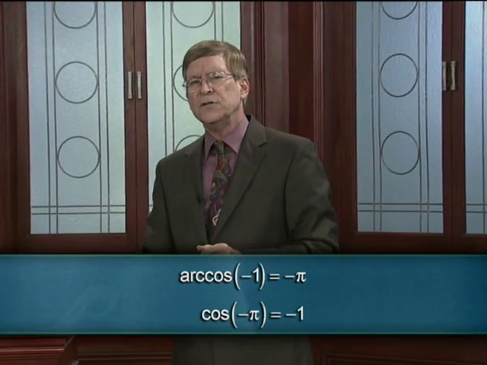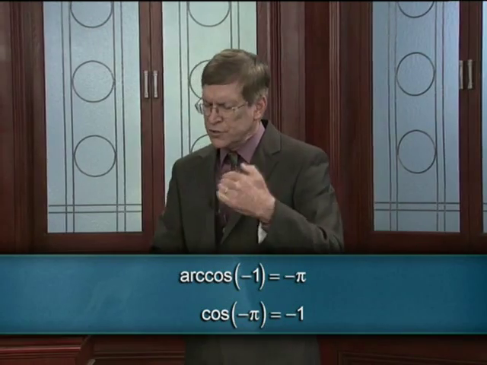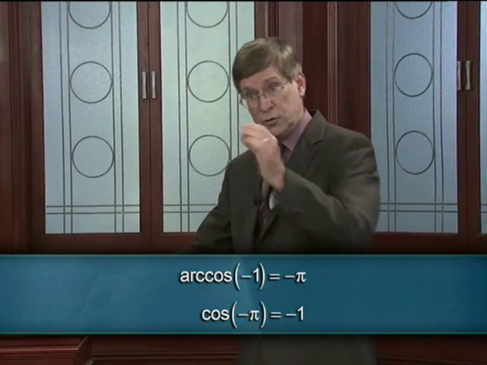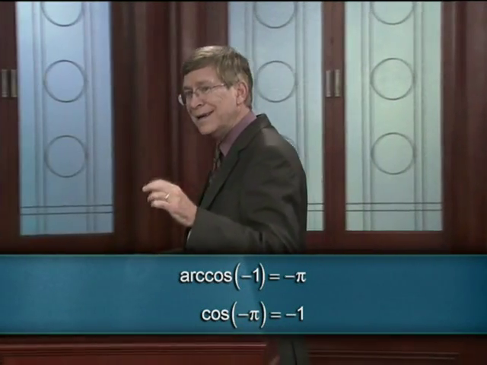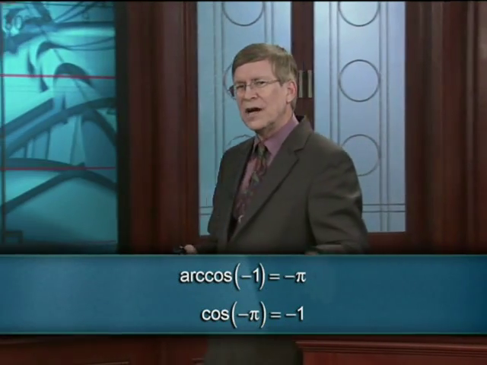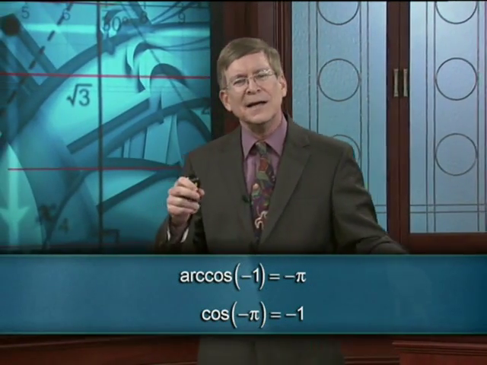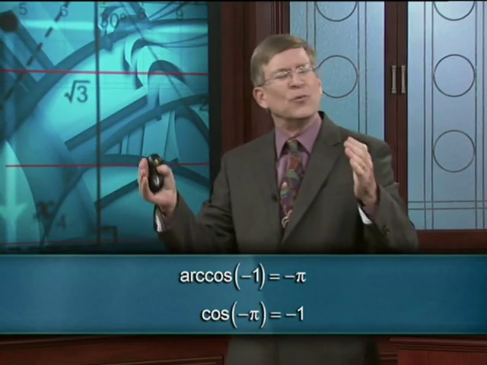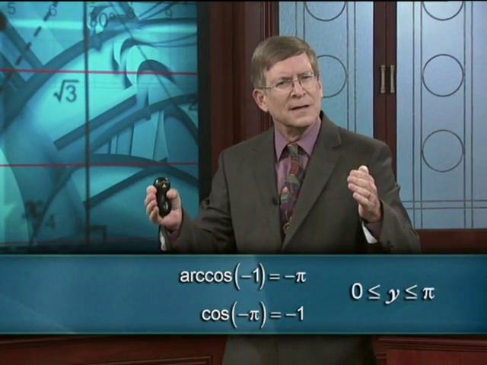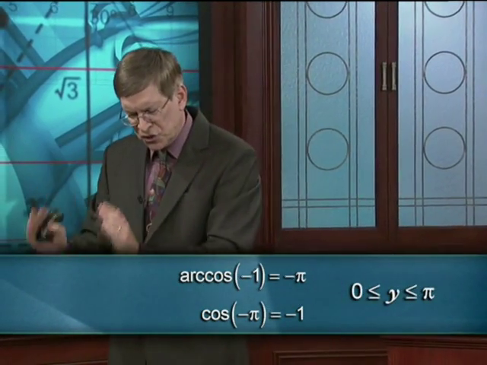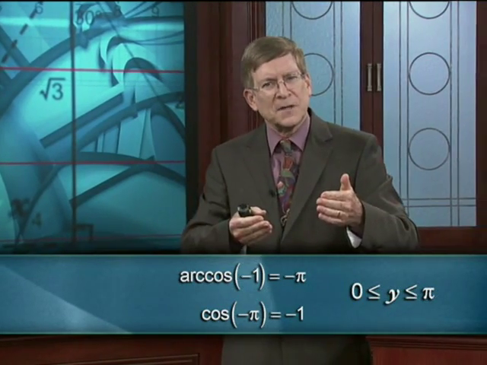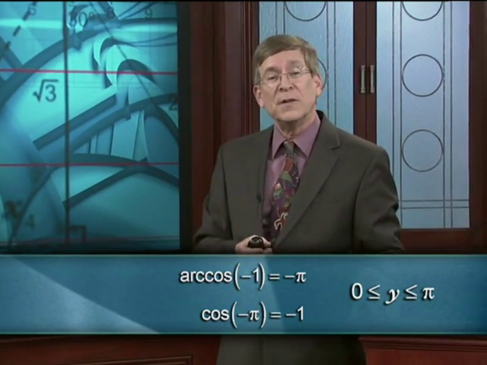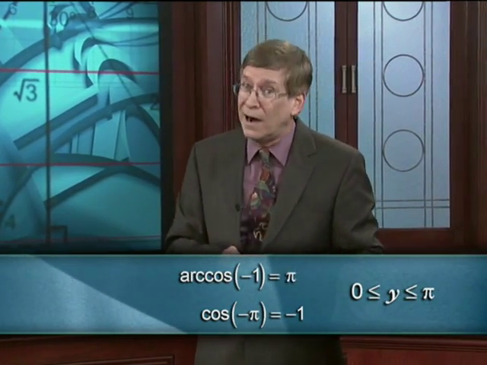What do you say as a teacher now? Well, first you encourage the student. You're right. Cosine of minus pi is minus 1. But that doesn't mean that arc cosine of minus 1 is minus pi, because minus pi is not in the restricted domain, is it? Remember, we restricted from 0 to pi. In fact, arc cosine of minus 1 is equal to pi.